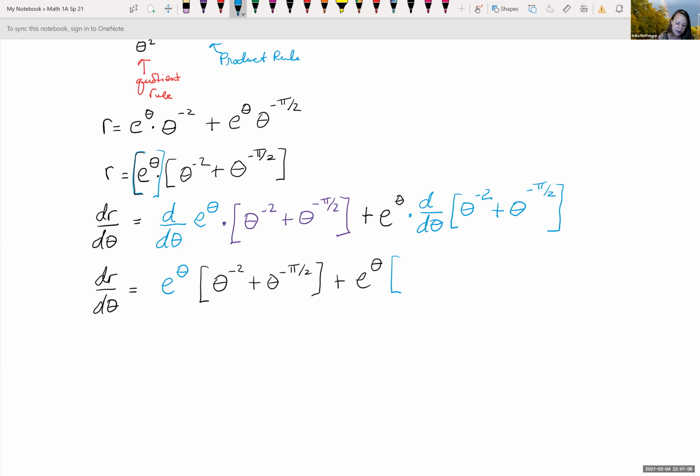So bringing our power down front, bringing -2 down front, theta, subtract 1 from our power. So -2 minus 1 is -3. Plus, bring our power down front, -pi/2. Subtract 1 from our power. So -pi/2 minus 1. I'm going to write that 1 with a common denominator as my -pi/2, so -2/2.